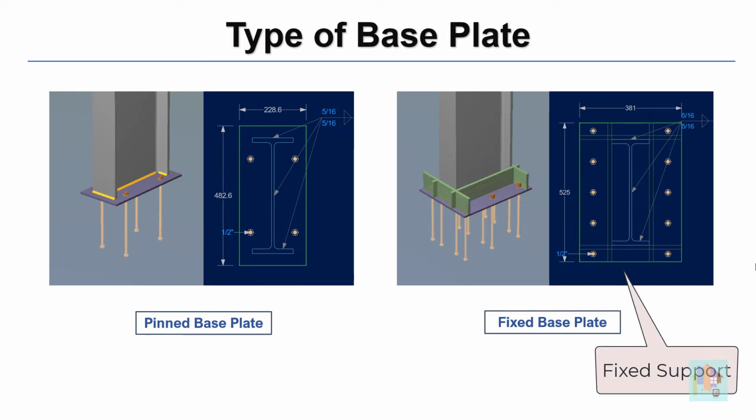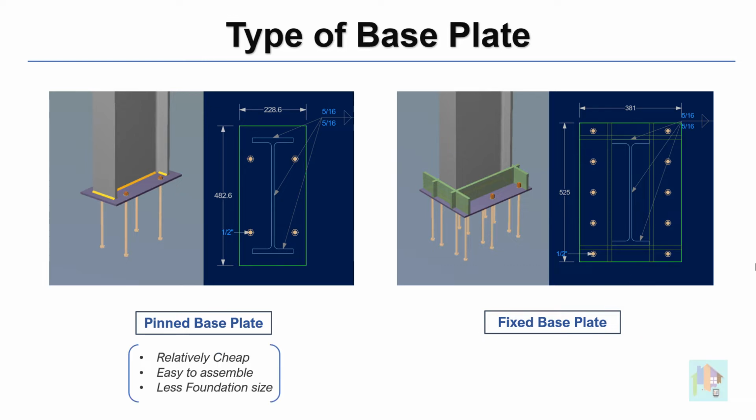We need to assign a fixed support if the base plate is designed considering uni or biaxial moment. Pin type base plates are relatively cheap, easy to build and assemble in the site. Also, the foundation size reduces as the moment components are not considered during design. That's why it is commonly used in the industry.